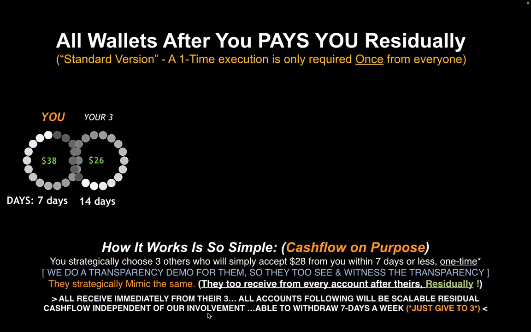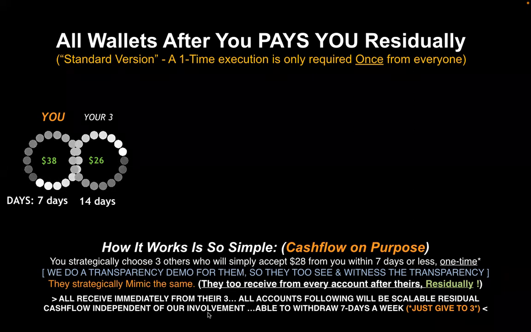The reason why cash flow is important, folks, is because our bills are subscriptions in nature, where we set them up one time, and yet whether we work or we don't work and no money's coming in, those bills never stop. We're looking to get you residual cash flow with 0 resistance to the money that's scaling everybody, not just one or a few. Everybody will continue to receive. All wallets after them or after you pays us residually.